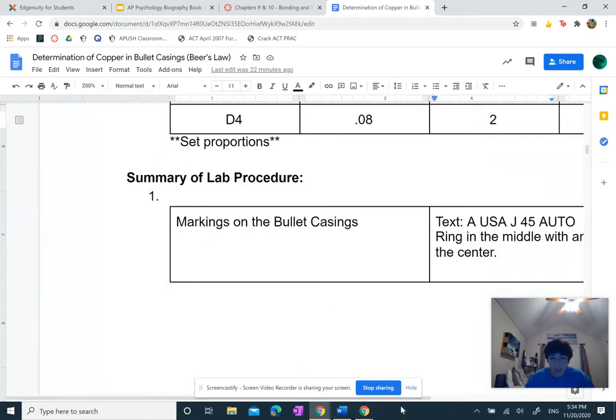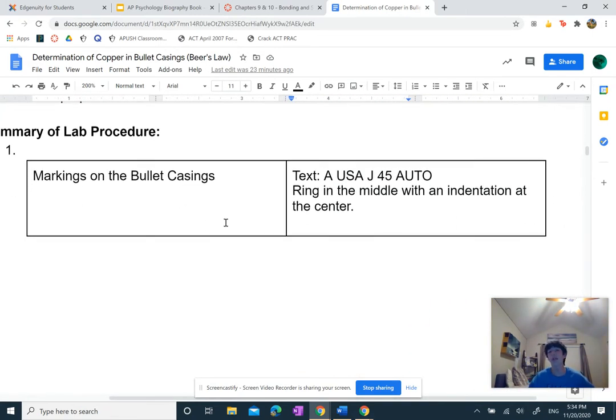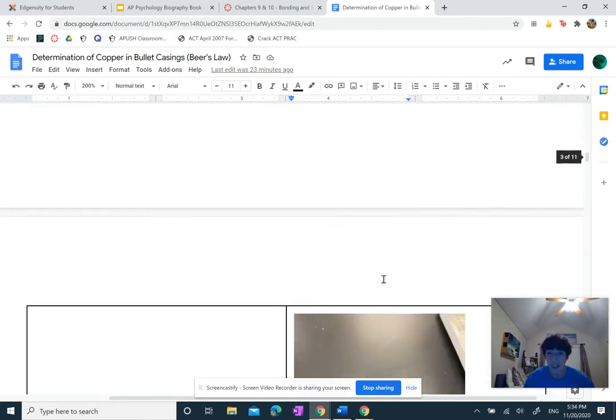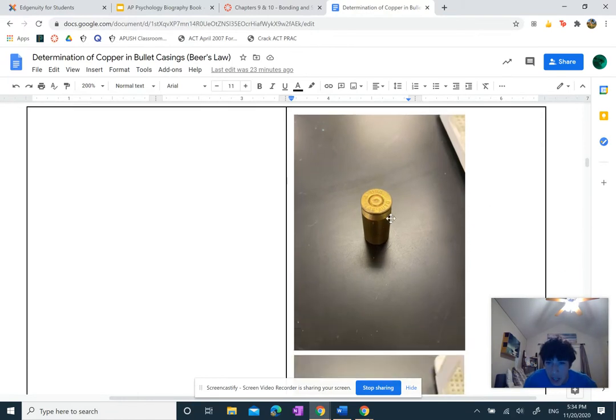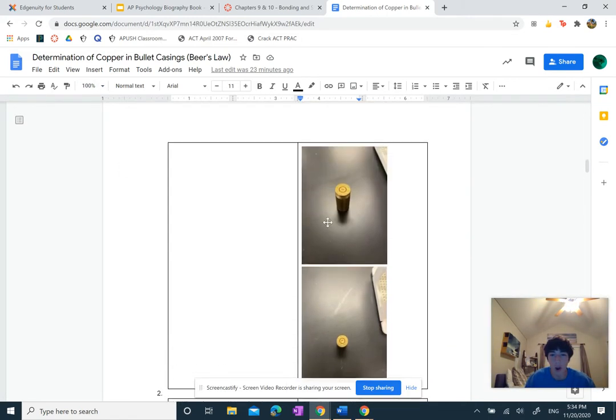Okay. So let's go right here. So the markings on our bullet casing. So we chose a copper bullet that had the AUSA J45 Auto head stamp on it with the ring in the middle with an indentation at the center. And so as you can see here, AUSA J45 Auto. So let's jump back out here. And this is the bullet that we would use for the rest of our lab.